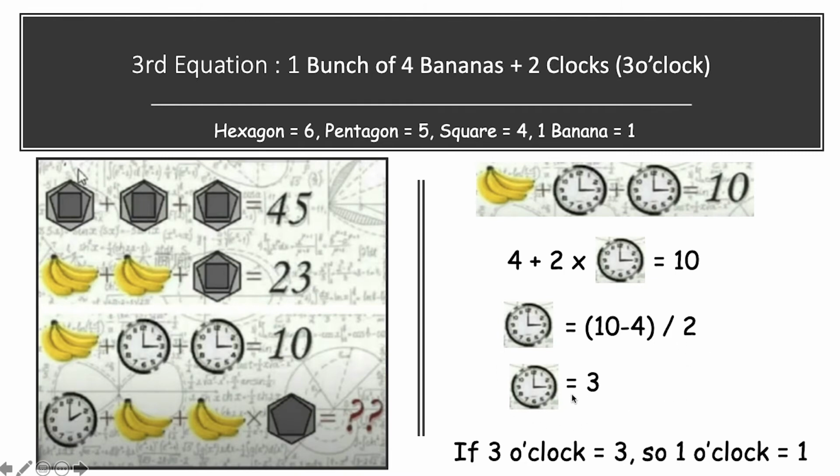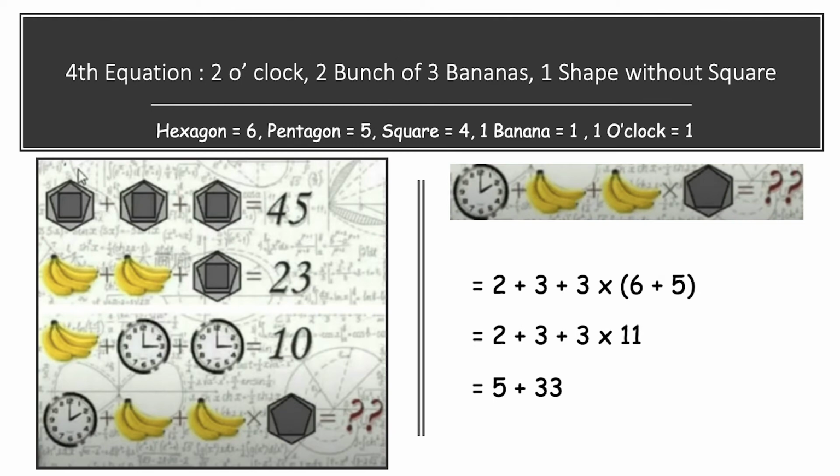Now friends, if we look at this carefully, the time on this clock is 3. Hence we can conclude that the clock value is equal to the time shown by the clock. So 1 o'clock will be equal to 1. So this is the end of our third equation. By the end of the third equation, we have the value of each item present in the puzzle. Now jumping on to our last equation.